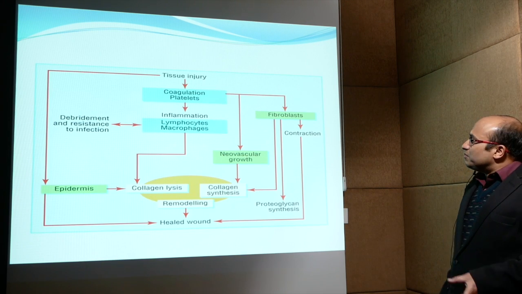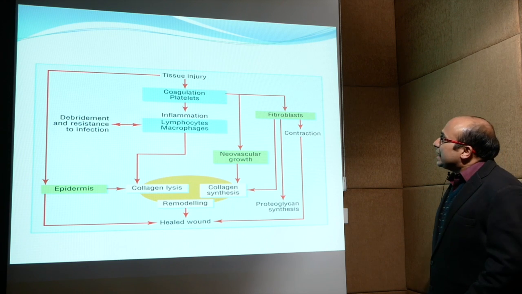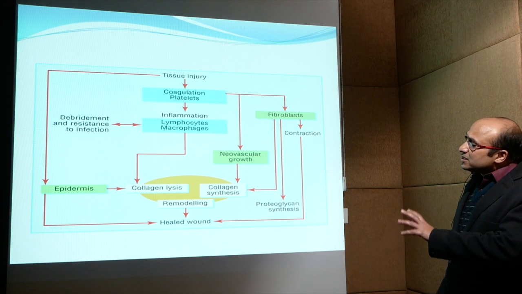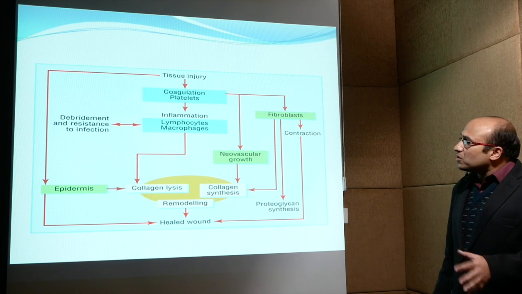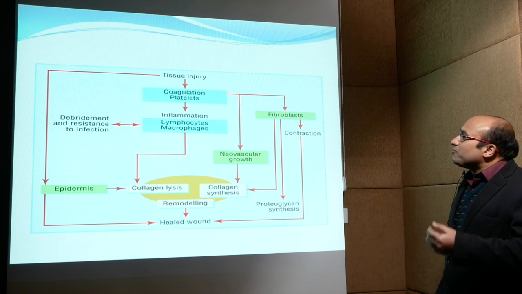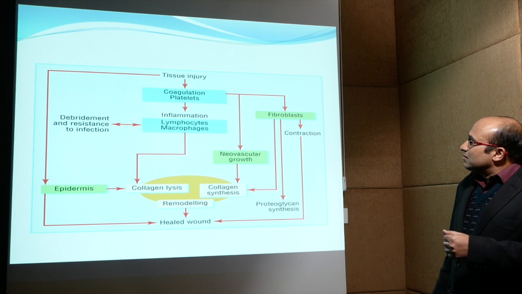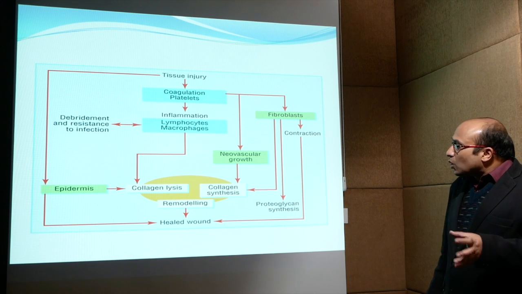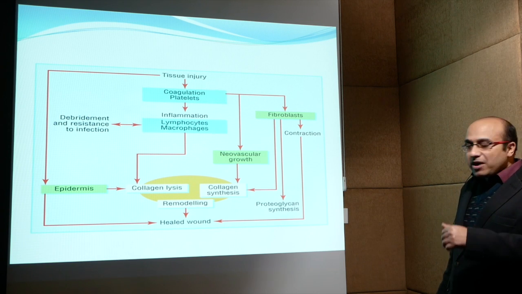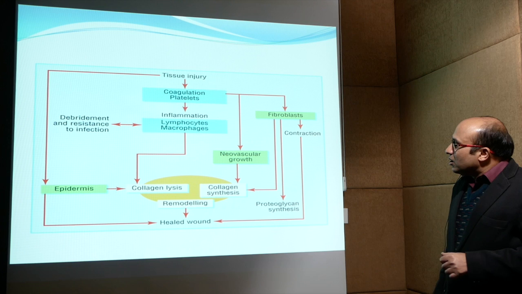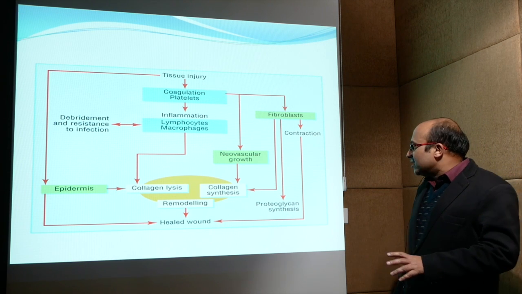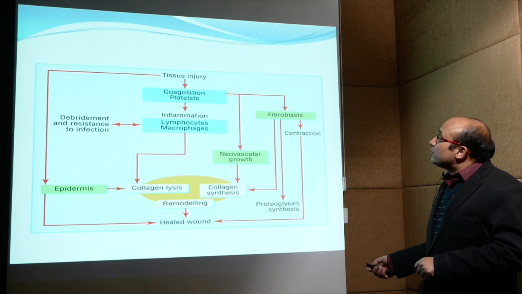The basic mechanism of wound healing involves presence of tissue injury, after which platelets coagulate around the wound. The inflammatory process starts with accumulation of lymphocytes and macrophages. Along with fibroblasts, these mediators cause collagen lysis. New vascular growth occurs, which causes collagen synthesis, and fibroblasts cause wound contraction. All these processes, along with epidermalization, cause collagen remodeling, and healing of the wound occurs, along with the support of proteoglycan synthesis.